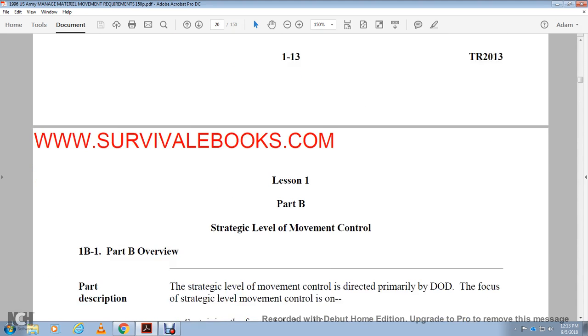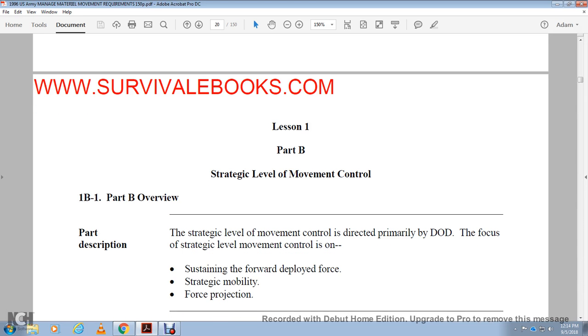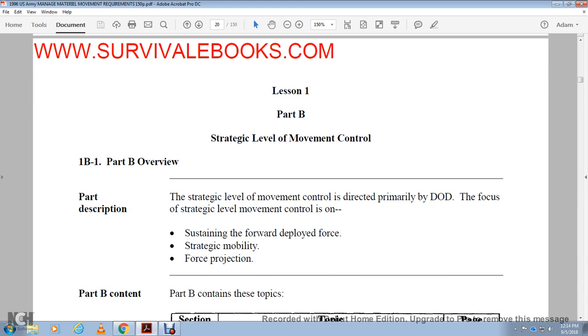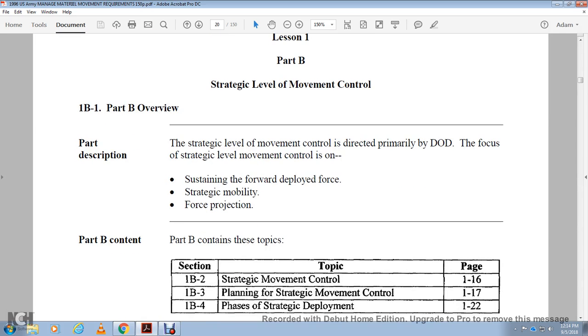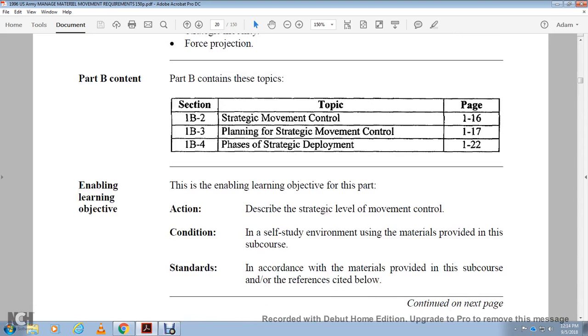Alright, Lesson 1, Part B: Strategic Level of Movement Control. Description: the strategic level of movement is directed by DOD. The focus of the strategic level of movement and control is sustaining forward deployed forces and strategic mobility force projection. Part B contains these topics: strategic movement control planning, strategic movement control, and phases of strategic deployment.